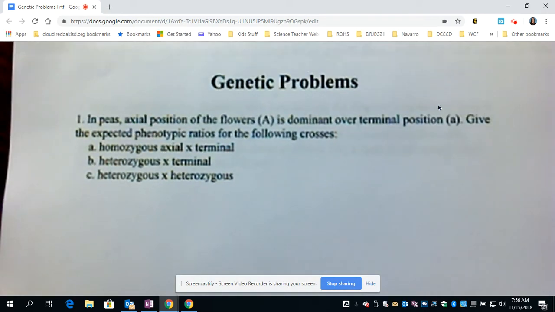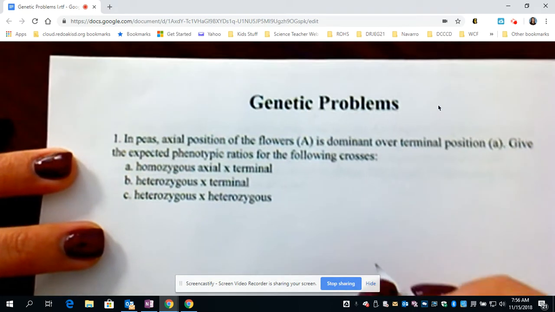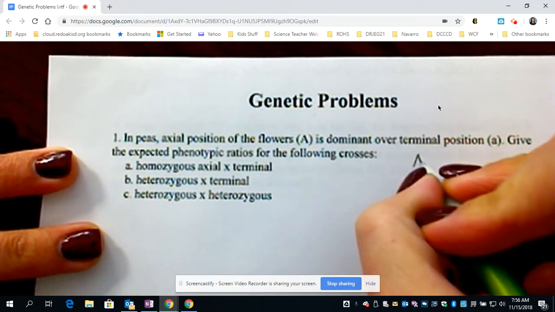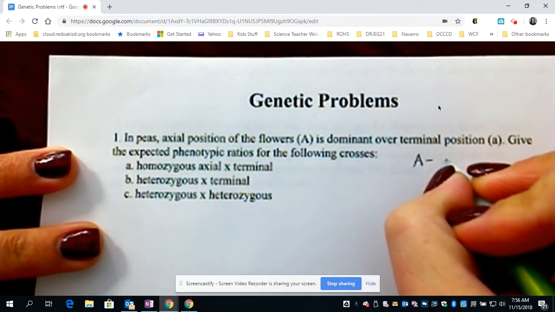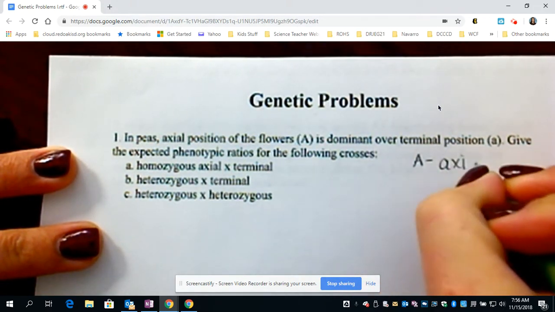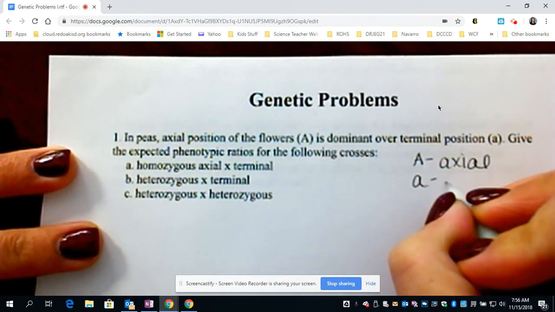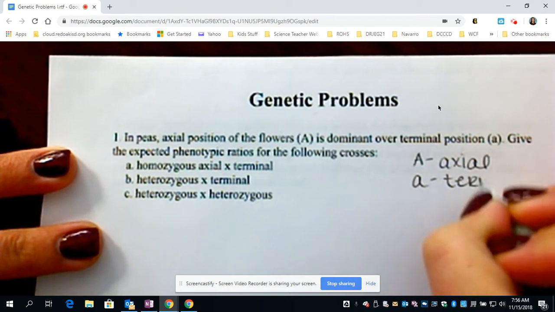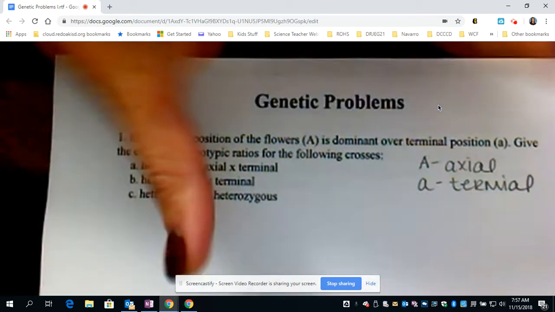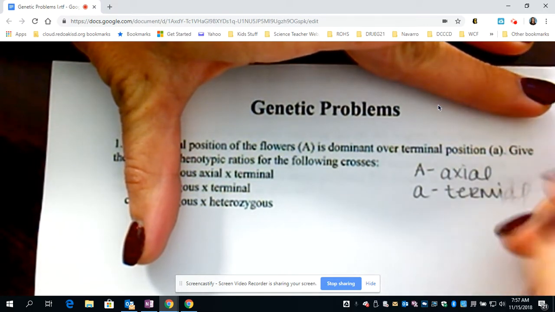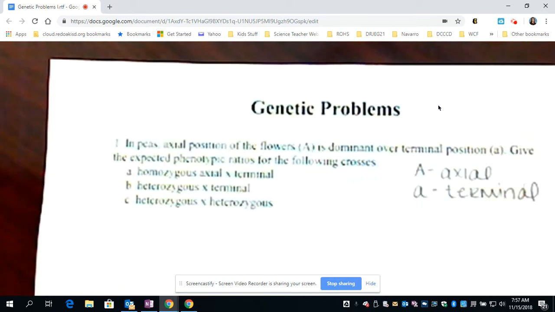All right, so we're going to work through some of these genetic problems together. The first one says that the dominant is capital A, and that is for axial, meaning at the end of the flower. The recessive is lowercase a, and that is terminal. Whoop, real quick, I spelled that wrong. But axial, sorry, means in the middle of the flower. Terminal means on the end.